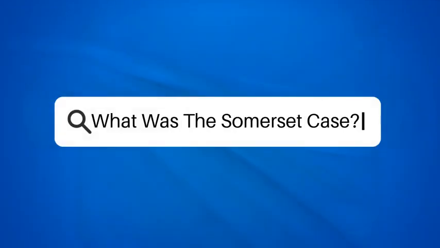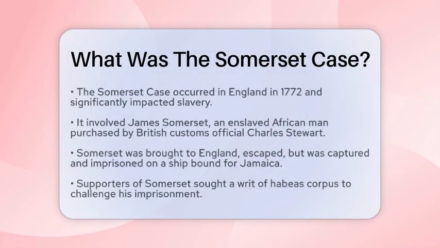What was the Somerset Case? What exactly was the Somerset Case? This landmark legal decision took place in England in the year 1770 and had a significant impact on the institution of slavery. The case revolved around James Somerset, an enslaved African man who was purchased in the American colonies by Charles Stuart, a British customs official.